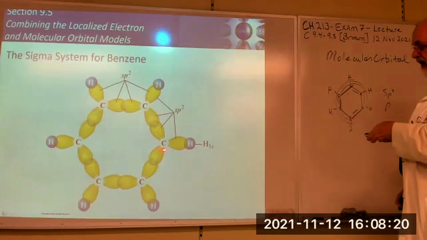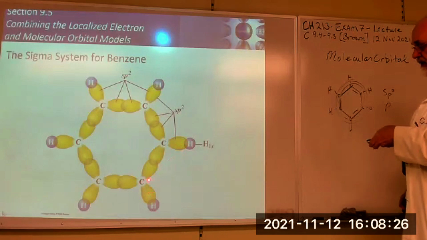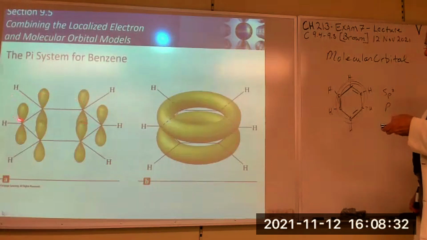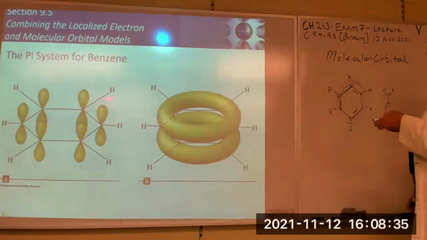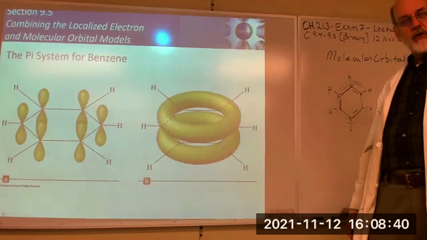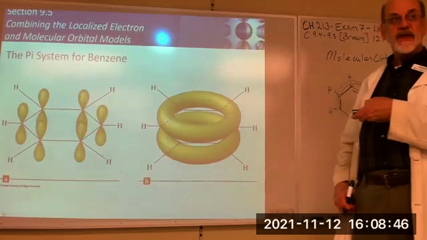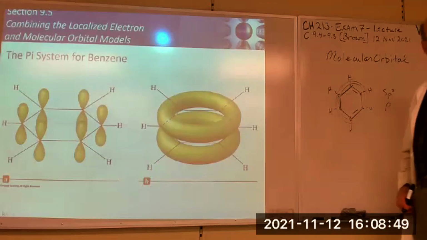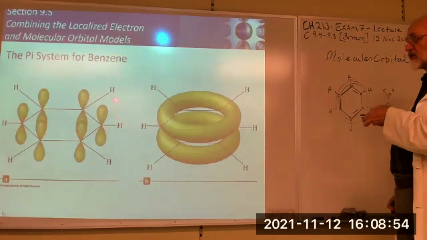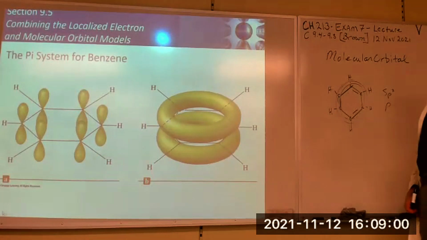So we have our sp2 hybridized orbitals here that give us the sigma bonds. And then the unused p orbitals overlap in a continuous ring. We would expect, if we were going to do a p orbital overlap, you would only get a double bond here and a double bond there and a double bond there. But that's not what happens. The molecular orbital model says that no, these molecular orbitals would smear over the entire molecule, and that adds extra stability to the molecule.